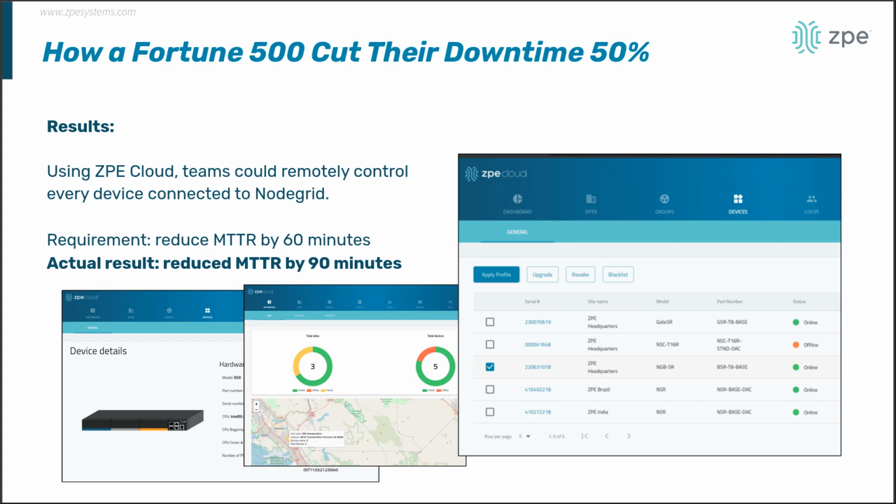Ultimately, they were able to reduce the mean time to repair by over 90 minutes by only sending somebody out in case there was a physical issue which they couldn't fix remotely. So you gave them control, even though there wasn't someone on site. That is correct.